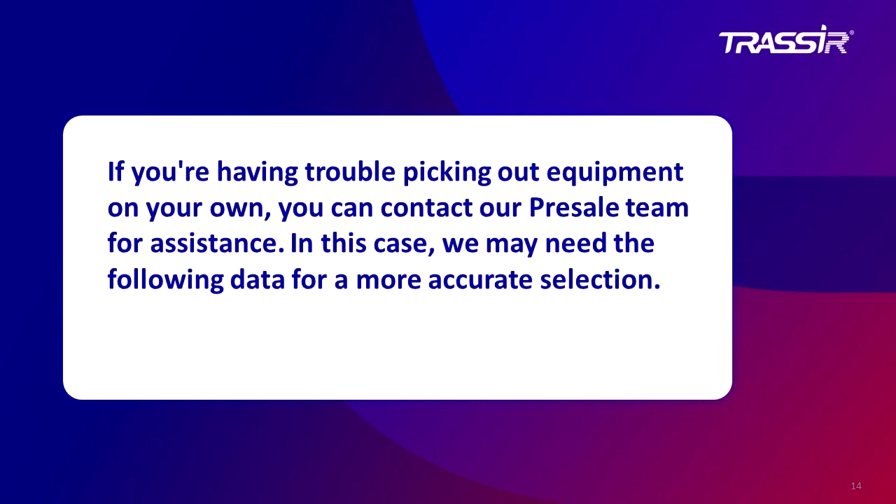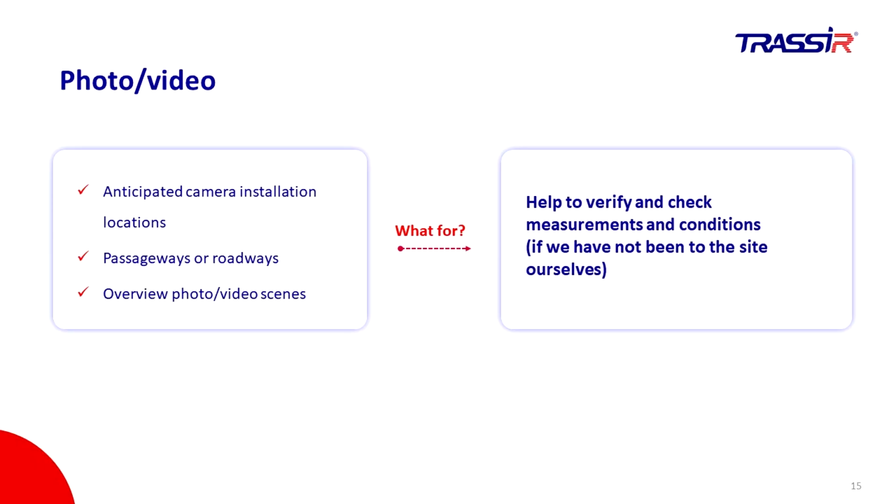If you are having trouble picking out equipment on your own, you can contact our presale team for assistance. In this case, we may need the following data for a more accurate selection. Photo and video of the following places: anticipated camera installation locations, passageways or roadways, and overview photo and video of stands.